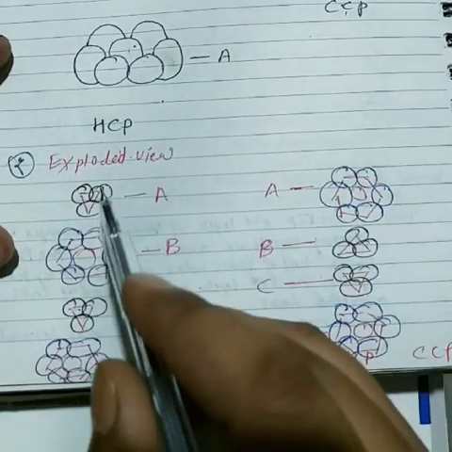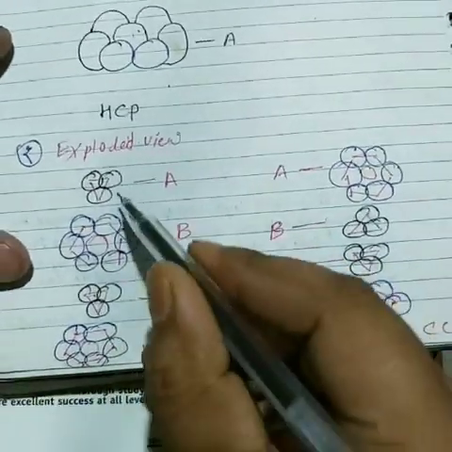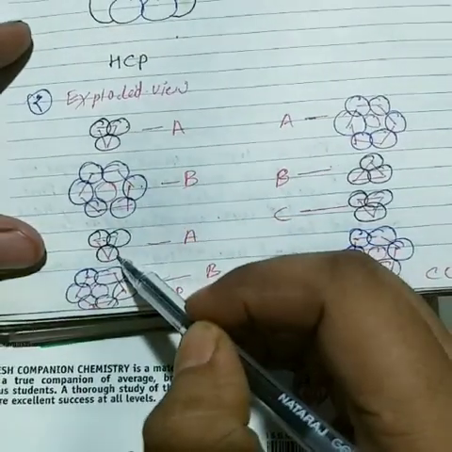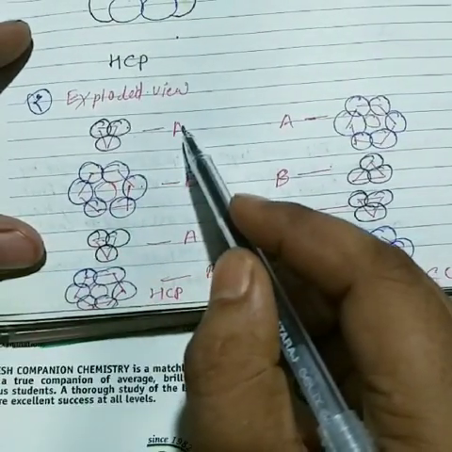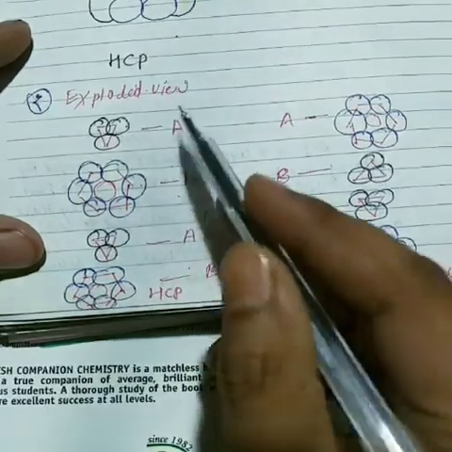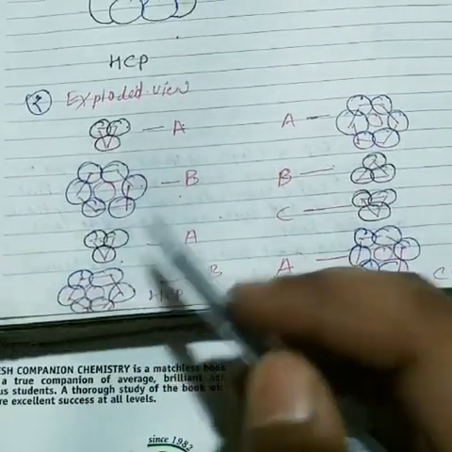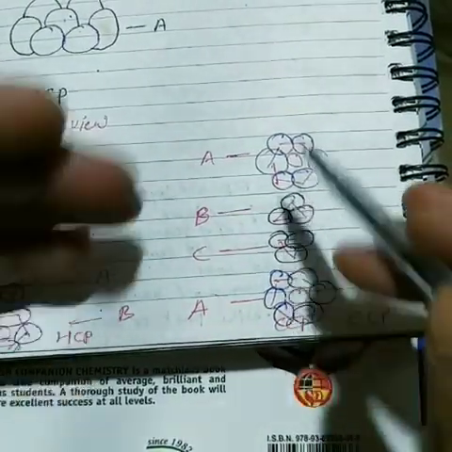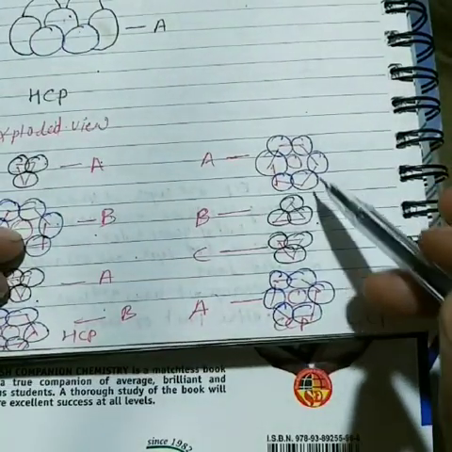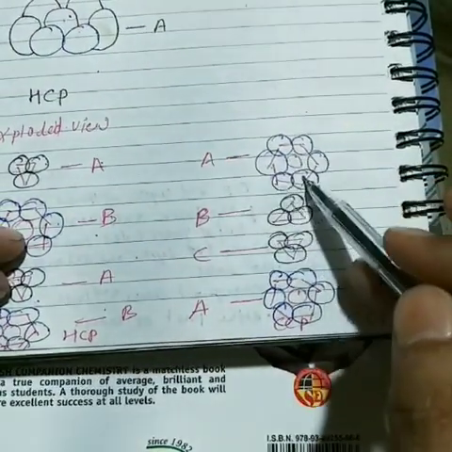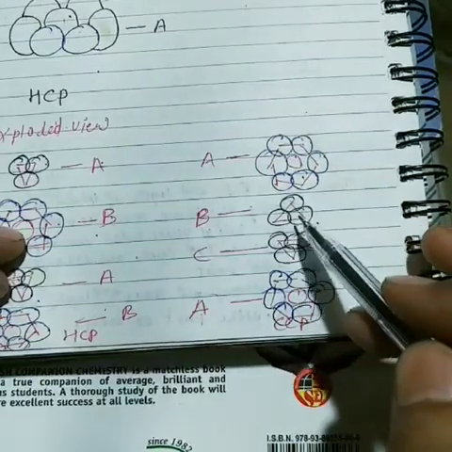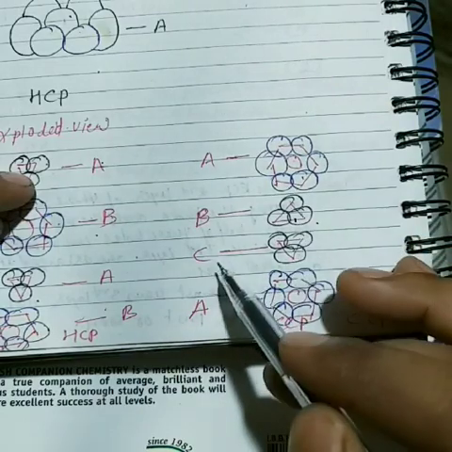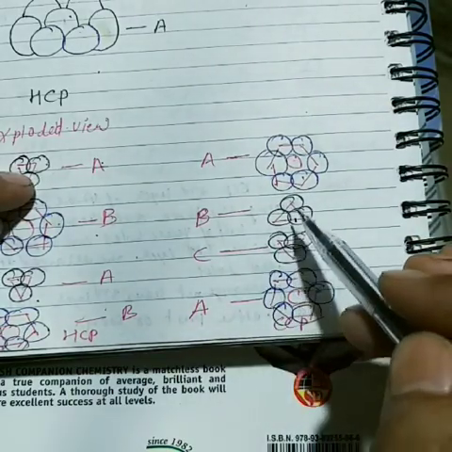Now see, an exploded view. See here, they are the same pattern. Now it is also the same pattern and it is also the same pattern. That means the A type of arrangement and B type of arrangement are completely the same, just after an interval. Now similarly CCP has a different kind. See here it is A type of arrangement and B, here it is A type, and C is also just opposite apex, just opposite.